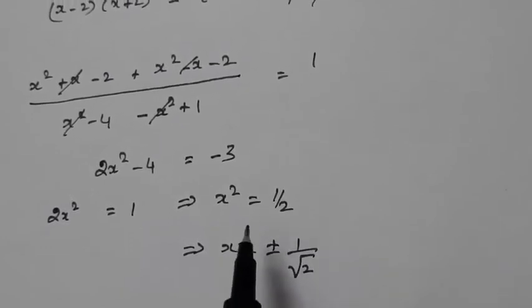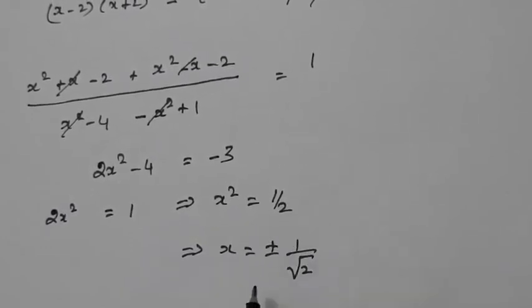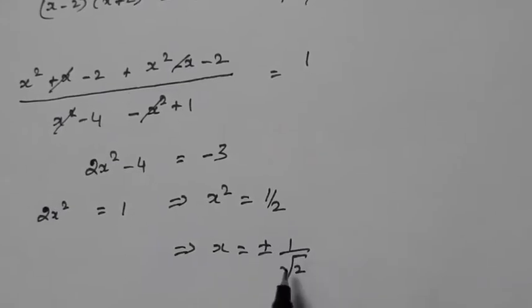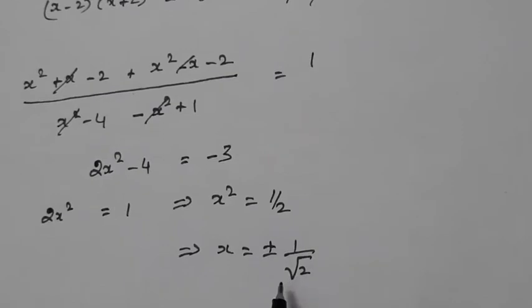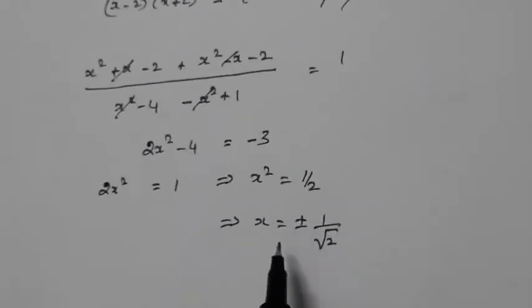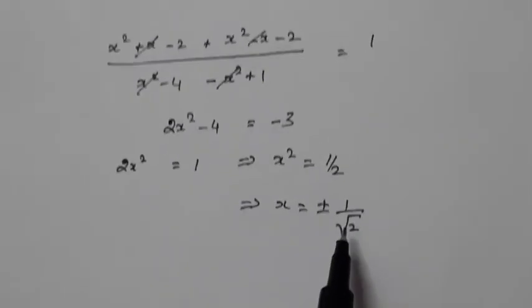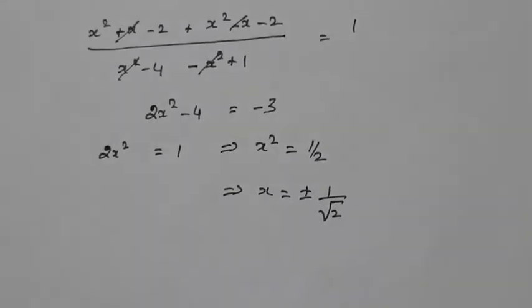Here no condition is given in the sum, so no need to check whether plus 1 by root 2 or minus 1 by root 2 is satisfied. So whatever you have obtained, that would be the solution. So what is the solution for this problem? Plus or minus 1 by root 2 is the solution. Okay.